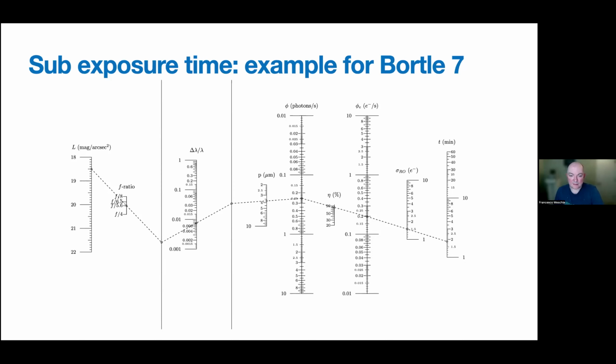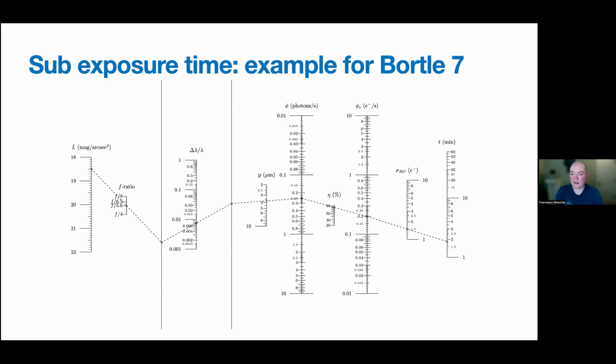And again, this line will hit a point on this vertical line. And I'm going to draw another line going through the point that corresponds to the pixel size of my camera. And this is going to land somewhere on that scale called phi in photons per second. And that is the estimation of how many photons per second per pixel I'm going to receive from the background sky.